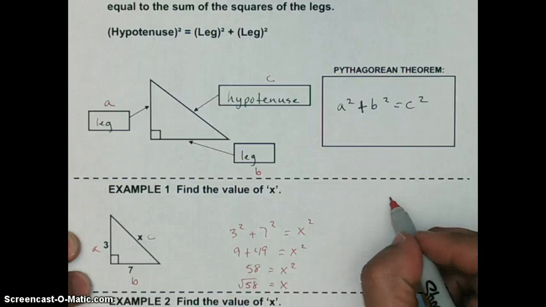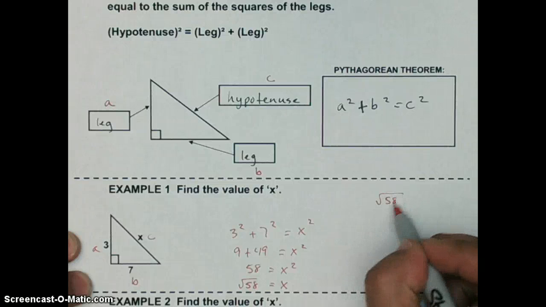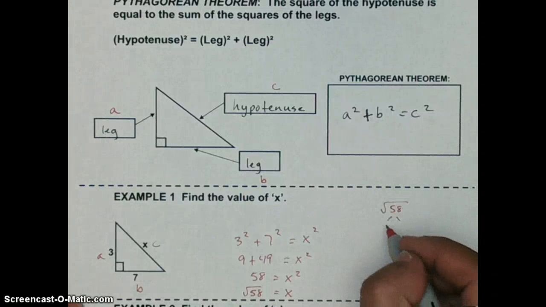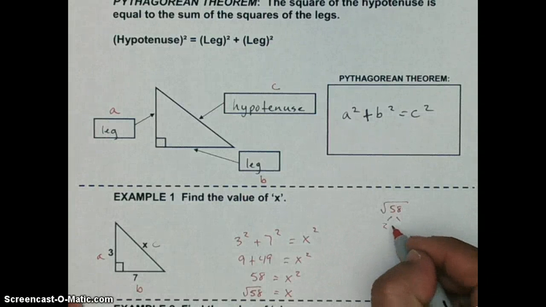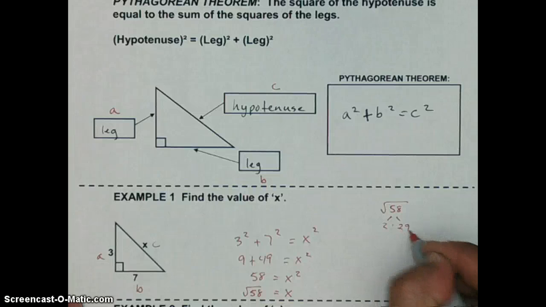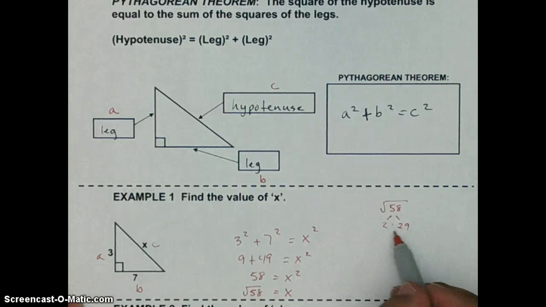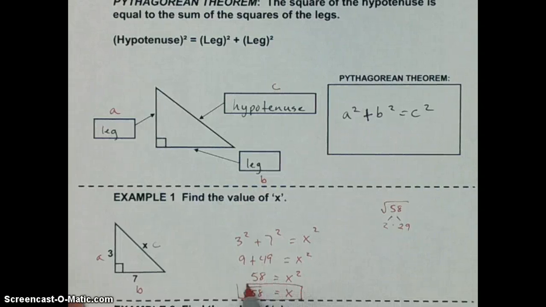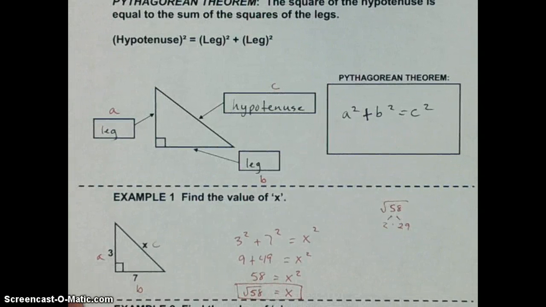Now I see if 58 can simplify. If I factor 58, say I do 2, then that's 2 times 29. 2 and 29 are both prime, so the square root of 58 does not simplify. So this would be my answer. We always want to make sure that it's in simplest form.